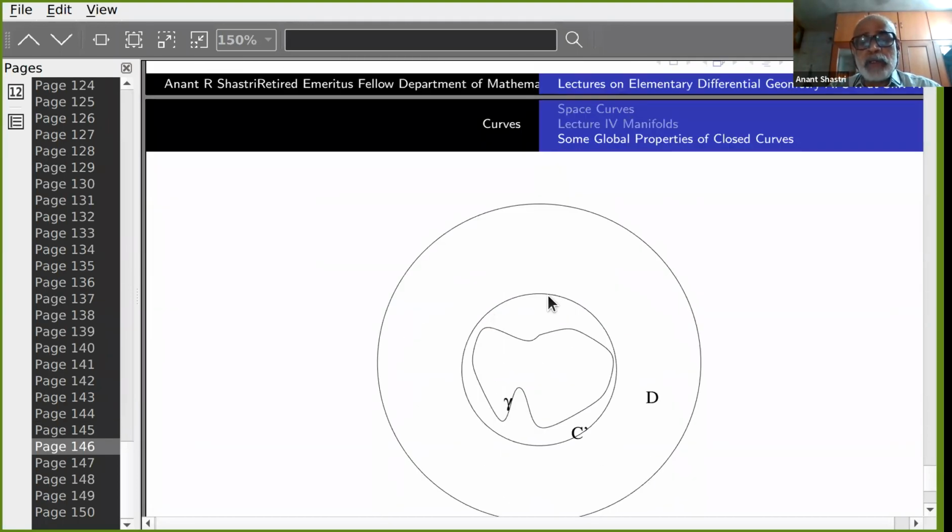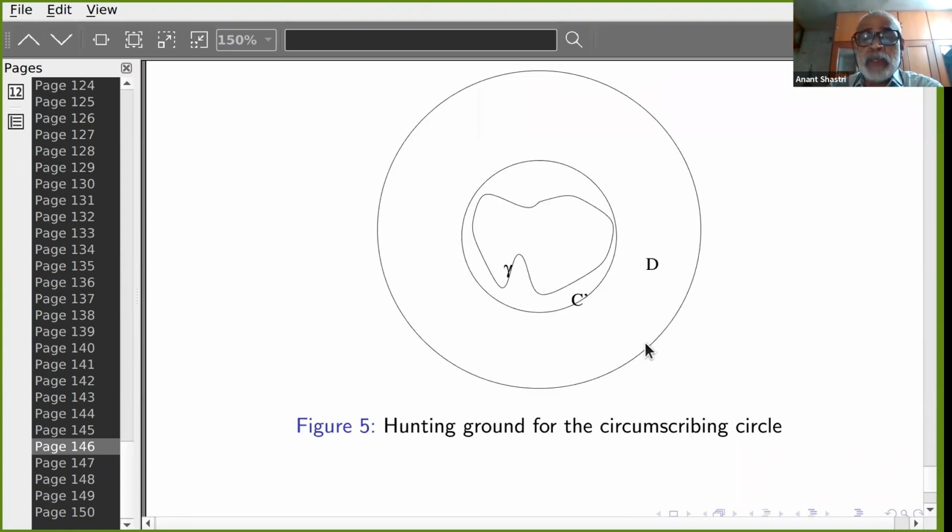So this is what I have done here. In the picture, gamma is the original curve. C prime is a circle which contains it. D has the same center but radius twice that of C prime. So now I am going to look at all the circles whose center is inside D. Amongst them, my C must be one of them, right? So let us see what it is.